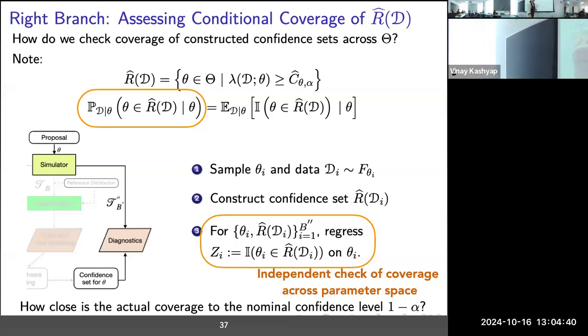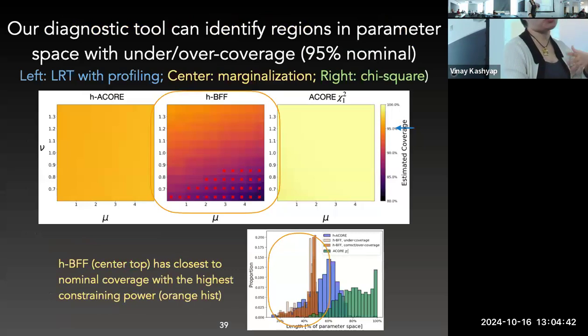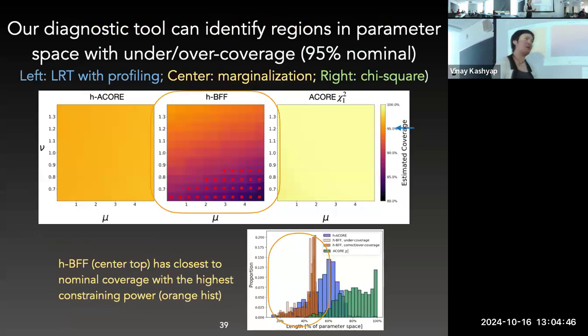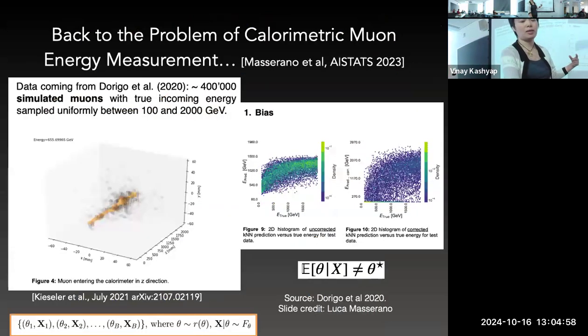I'll skip the examples, but it's useful when I check, for example, whether I should marginalize over nuisance parameters or profile them. Then we can see in what regions of the parameter space you get your nominal coverage or not. So it has been a very good diagnostic tool, which is independent from the construction.